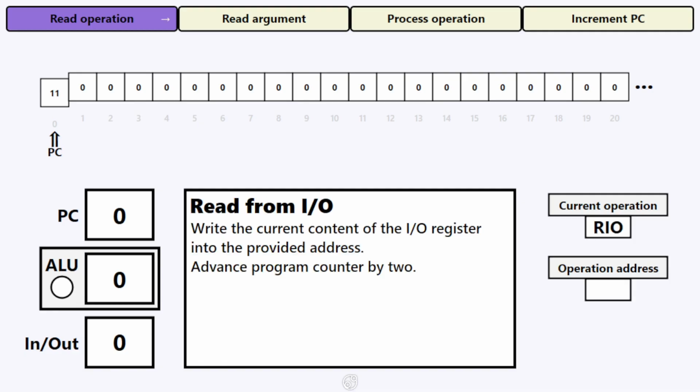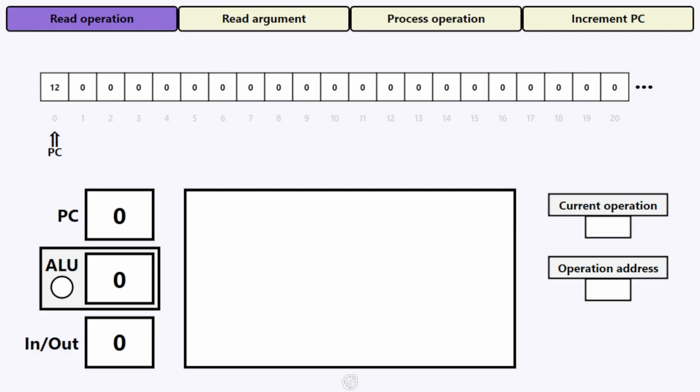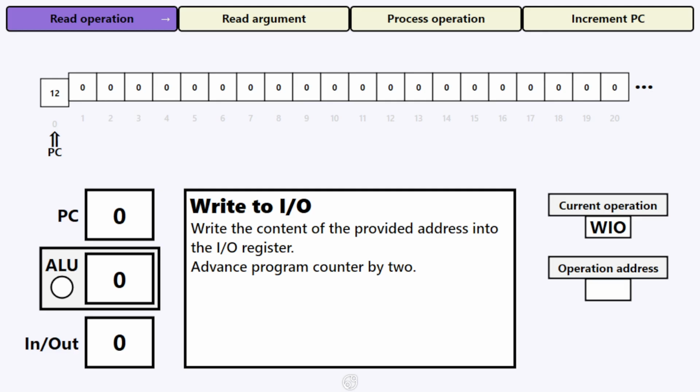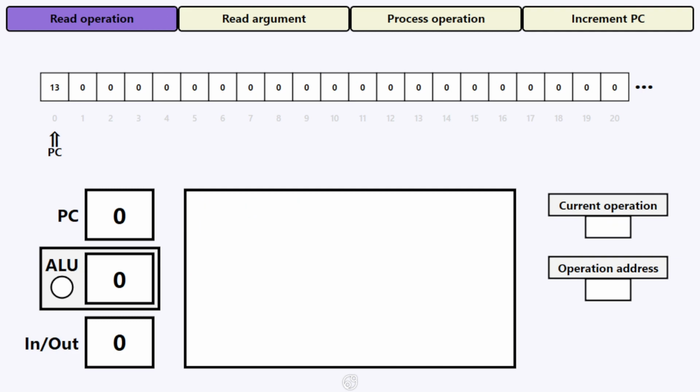Read from I/O, opcode 11. You know that one? We take the value that's in the I/O register and write that to memory. And write to I/O, take a value from memory and write it to the I/O register. And opcode 13 doesn't exist anymore. We have 13 different operations. We have the NOP operation, opcode 0, and then 12 actual operations that do something, potentially. And that's all the computer can do.